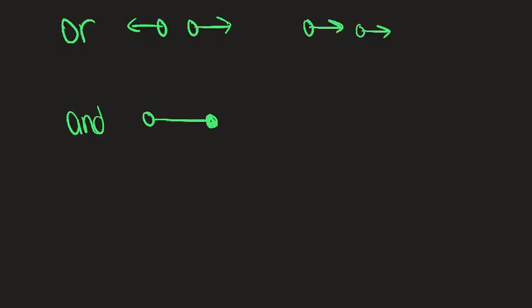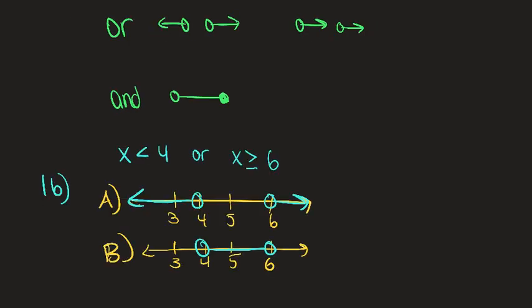Okay, let's review the compound inequalities. Ors go opposite directions, or they both could go the same direction. Ands are in the middle. You might have an open dot or closed dot, but it's colored in between. All right, here's your next question. The question's in blue. You're going to choose A or B. Which one is the correct picture? If you said A, you were correct. Ors go in opposite directions.